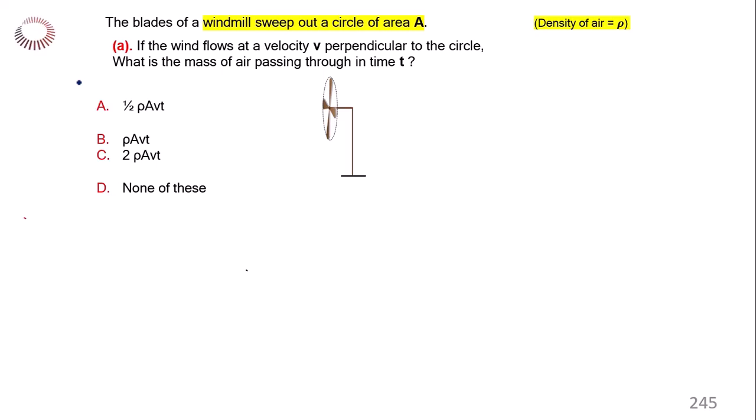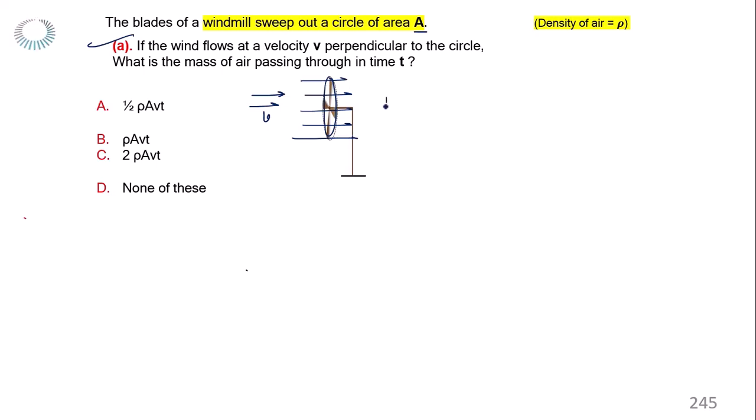Now try to do this one. The blades of the windmill sweep out a circle of area A. The wind flows with velocity v, perpendicular to the circle. What is the mass of air passing through in this time? The area of cross section is A, so through this area of cross section the wind is passing.